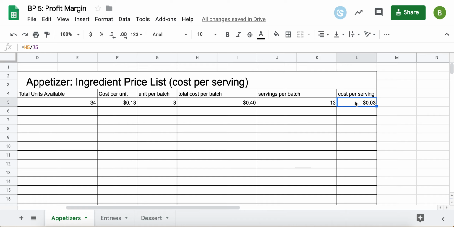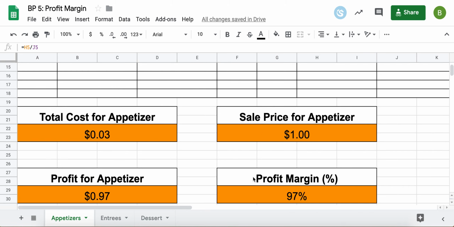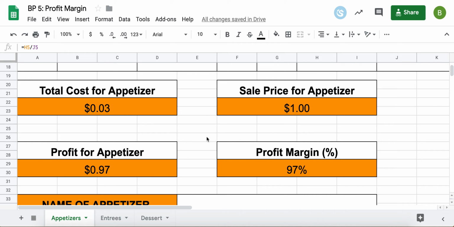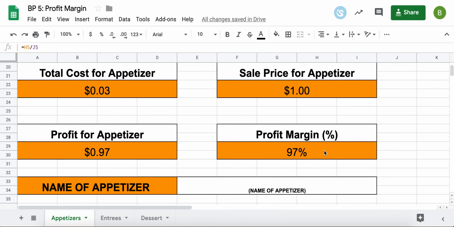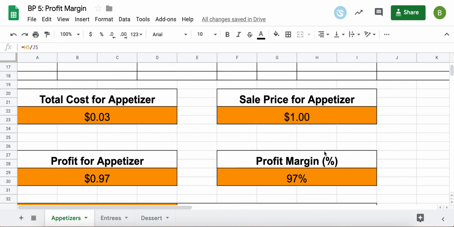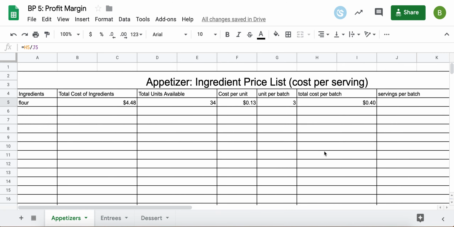So what you're doing is you're breaking down the price from what you pay at the store for your ingredient all the way down to what it's going to cost you per serving. Then from there, it's going to calculate for you your total cost for the appetizer, the sale price you're offering, your profit for appetizer, and the profit margin. So this is the step-by-step that you need to do in order to calculate this.